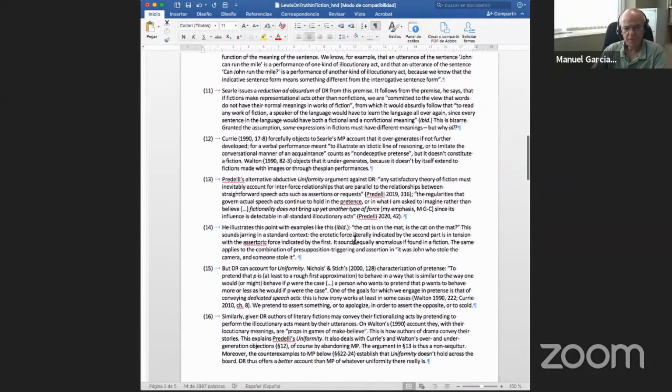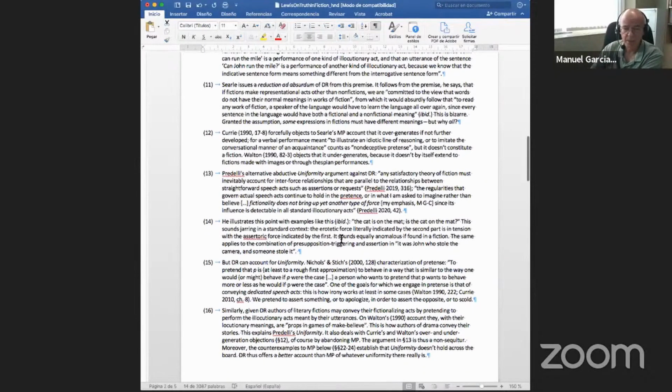Well, there are other objections. I'm going to skip Greg Currie and Walton's other overgeneration and undergeneration objections, which are also significant, but I will skip them. So I move to 13. So this was not a very convincing argument.